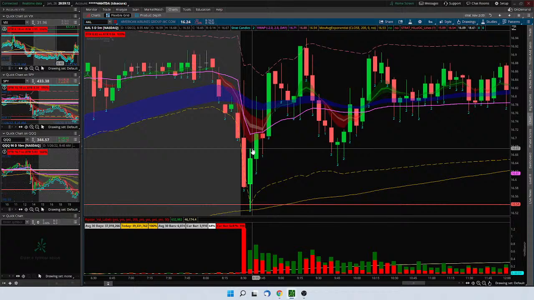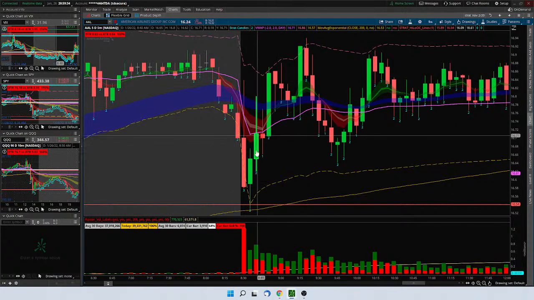Now you might lose 3 cents on your contract, or if you buy 5, you might lose $15. But that's the beauty of playing these smaller ADRs, especially if you're learning, guys. So you can sit and watch price action and really see how stuff reacts to VWAP and stuff like that.